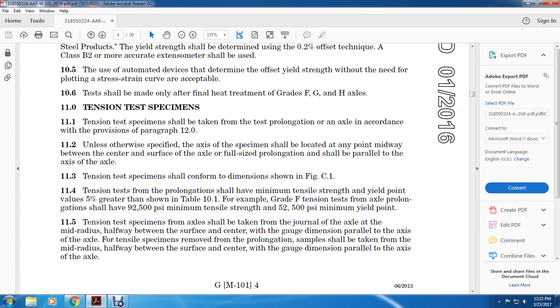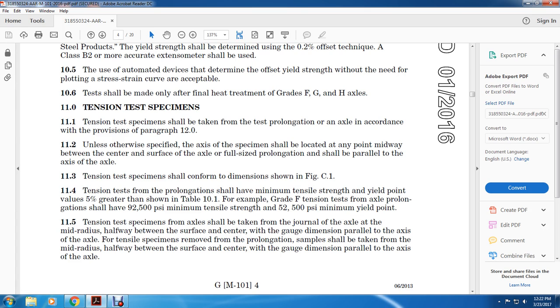11. Tension test specimens. Tension test specimens shall be taken from a test prolongation or an axle in accordance with the provisions in paragraph 12.0. Unless otherwise specified, the axle specimen shall be located midway between the center and surface of the axle. Full-size prolongation shall be parallel to the axis of the axle. Tension testing specimens shall conform with the dimensions of Figure C1. Tensile testing prolongations shall have the minimum tensile strength and yield point 5% greater than shown in Table 10.1 for the grade. For example, grade F tension test for axle prolongation shall have 92,500 psi minimum tensile strength and 52,500 psi minimum yield point.